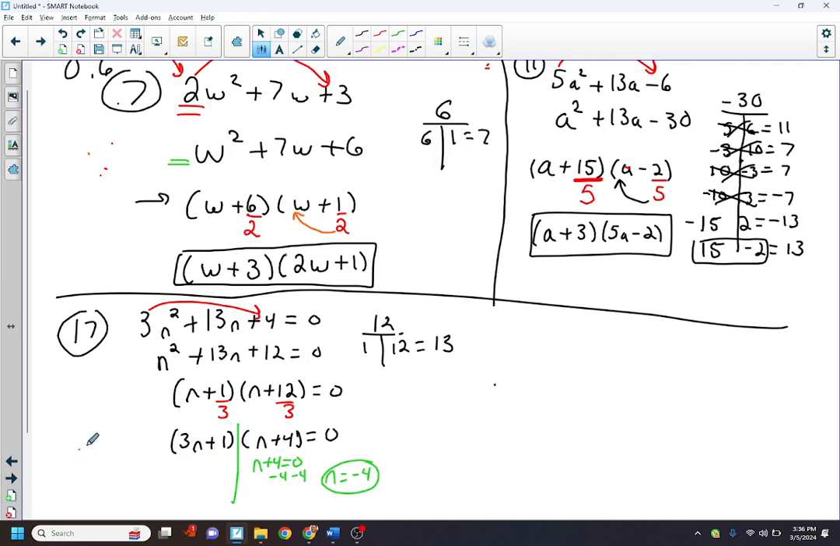And then 3n plus 1 equals 0. Subtract 1, subtract 1. 3n equals negative 1. Divide by 3, divide by 3. Your final answer is negative 1 over 3.